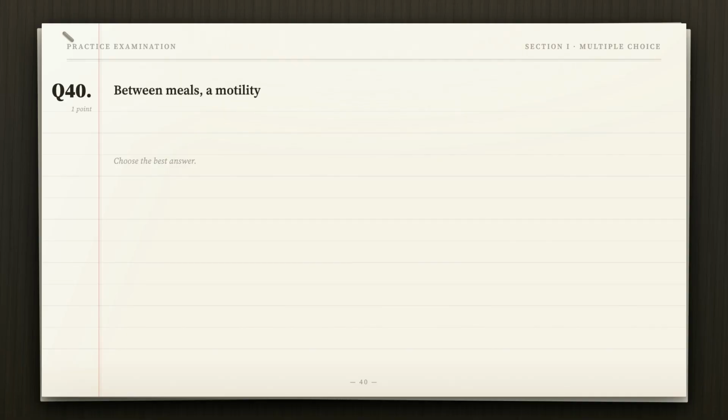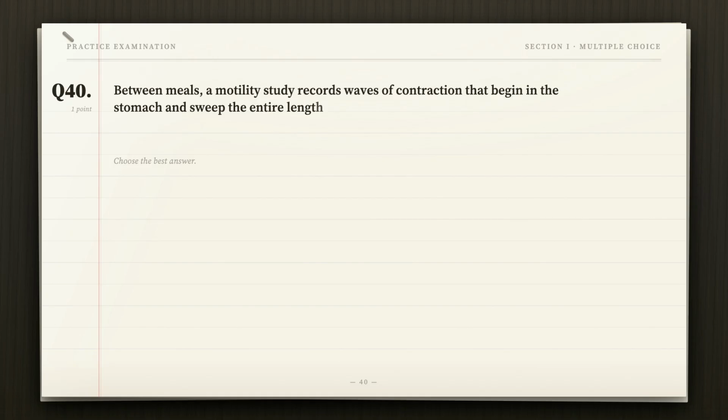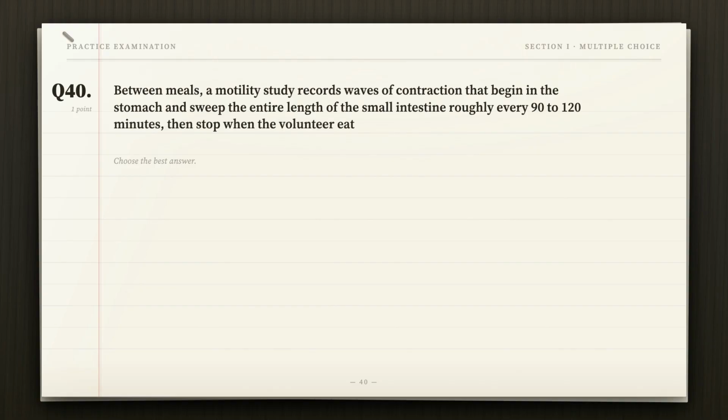Question 40. Between meals, a motility study records waves of contraction that begin in the stomach and sweep the entire length of the small intestine roughly every 90 to 120 minutes, then stop when the volunteer eats. What is this pattern and what does it accomplish?